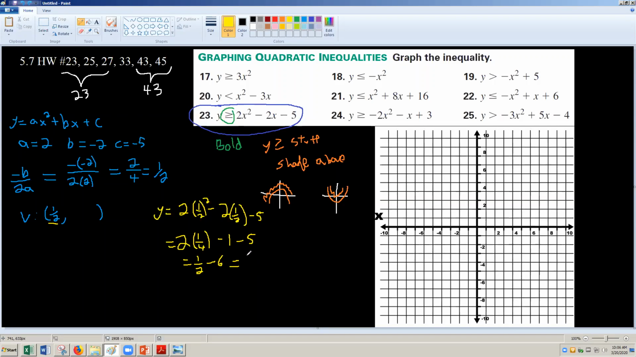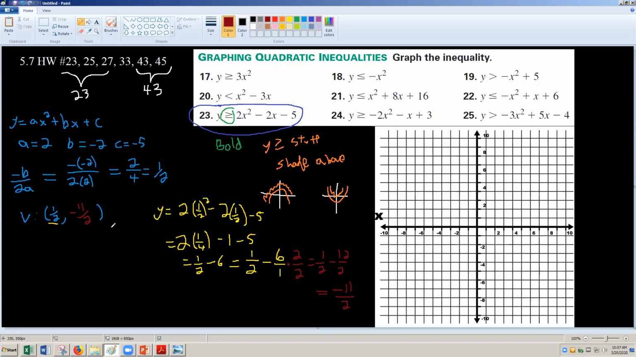I'm actually going to do that in another color just so we can see that. So I'm going to change this to, again, just being 1/2 minus, I'm going to make it look like 6 over 1. And then I'm going to be multiplying by a clever 1. So I'm going to make this look like 2 over 2. So I got 1/2 minus 12 over 2, which will give me negative 11 halves. So now I have my vertex for this thing.